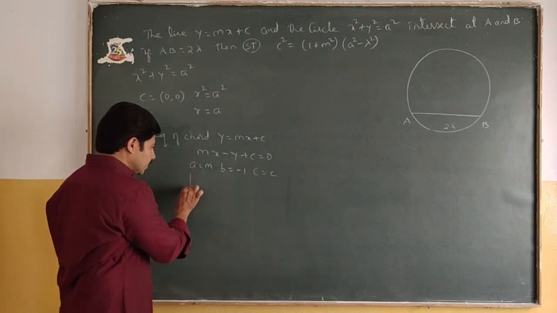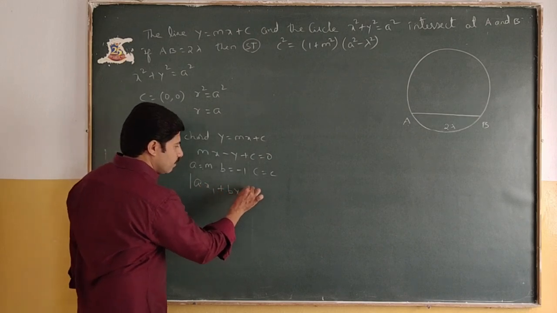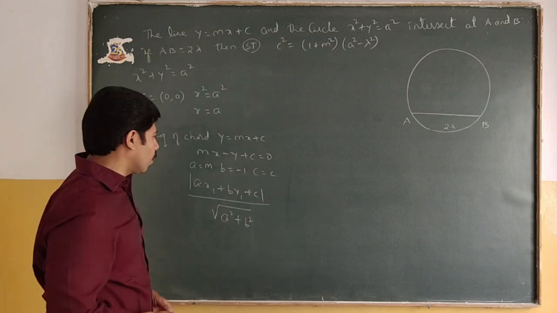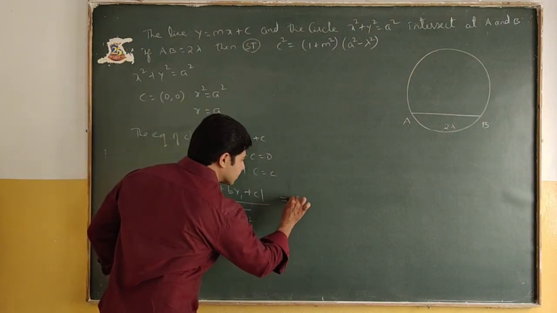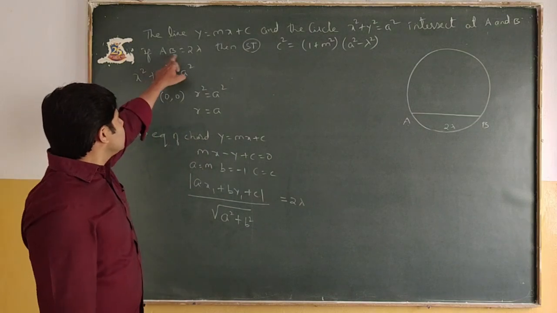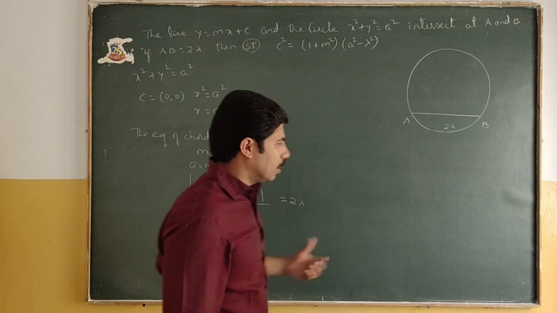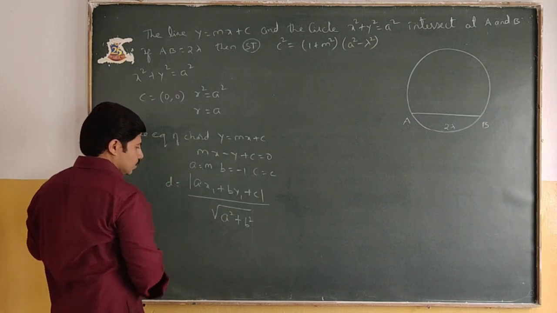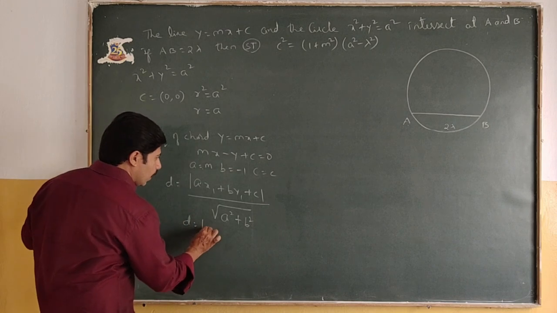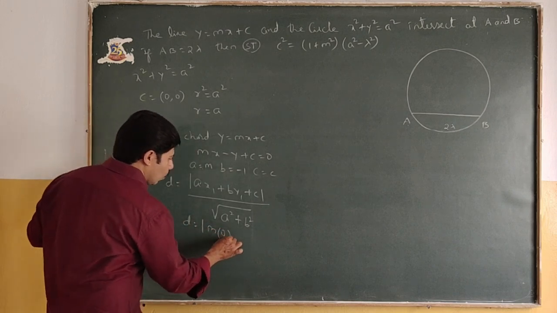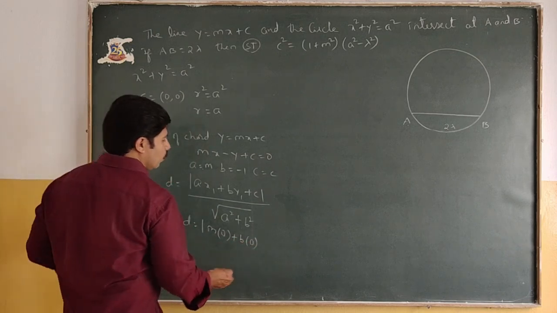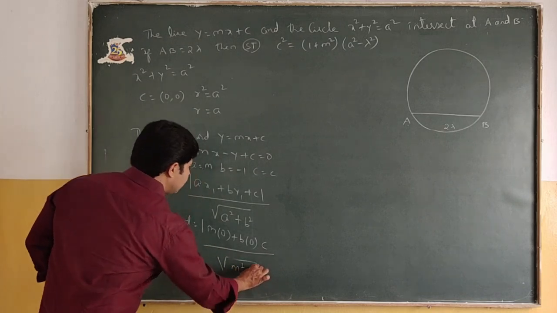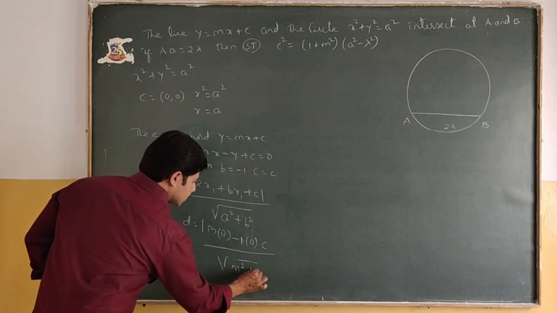The perpendicular distance is |ax1 + by1 + c| divided by the square root of a² + b². Now this length of chord AB is given as 2λ. First we find D. D = |m·x1 + b·y1 + c| divided by the square root of a² + b², where the b value is −1.